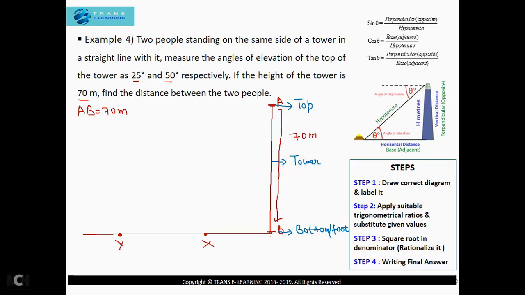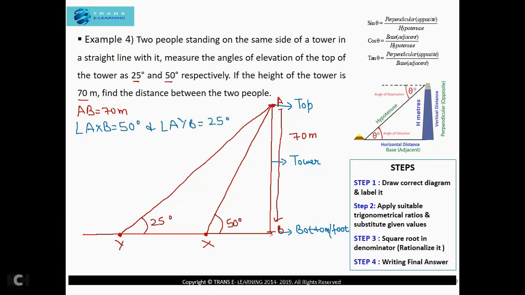So as you can see here, X is nearer to the foot of the tower, that is B, and Y is far away. So the angle between the person X and the top of the tower A will be greater. So this will be 50°, whereas the angle between the person Y and the top of the tower will be lesser, that is 25°. So I'm going to draw these two angles. For that I will be joining AX and AY. So angle AXB will be 50°, whereas angle AYX will be 25°.